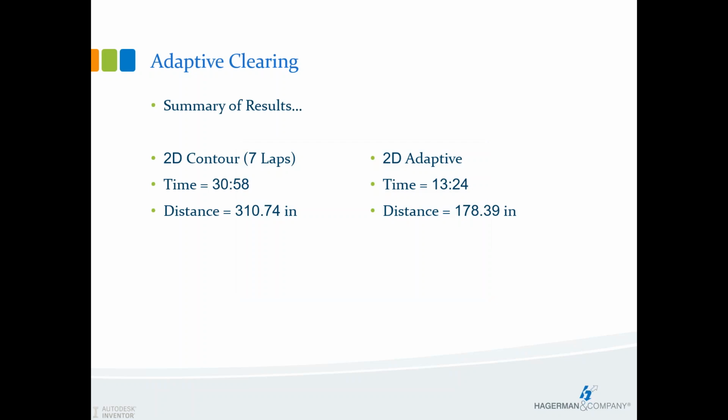Doing the 2D contour, it actually had to take 7 laps. Took 30 minutes, almost 31 minutes. 2D adaptive cut that down well in half just by changing which routine I ran. Same feed rates, same everything. Now, because you're doing adaptive and you're guaranteed you're only cutting 50% of the tool, maybe I can increase the feed rate. The more you can increase the feed rate, the shorter the time gets after that. But again, even on equal basis, I'm cutting the time in half.